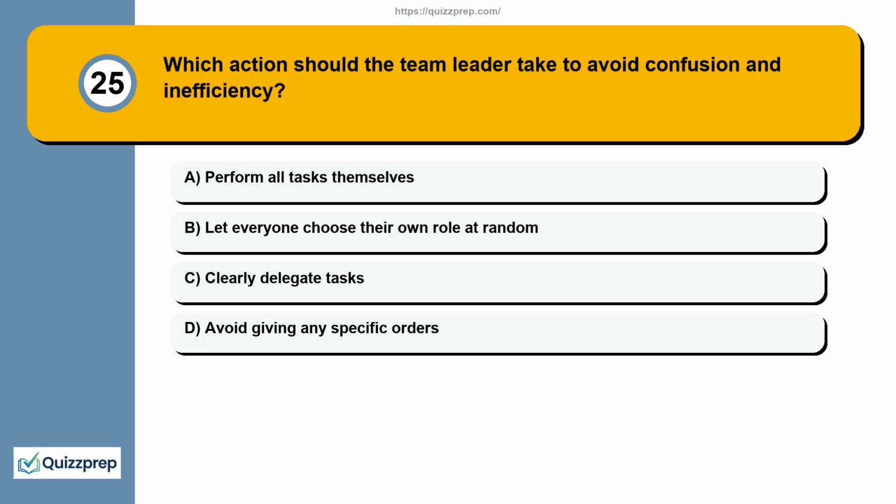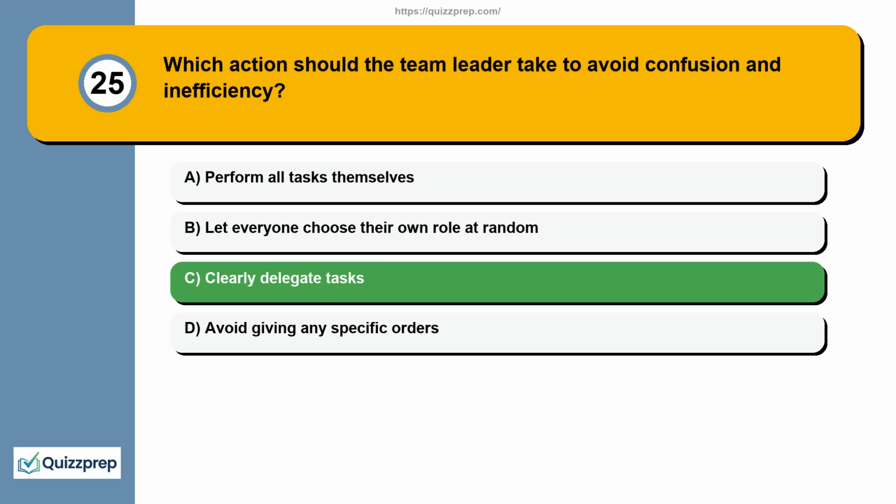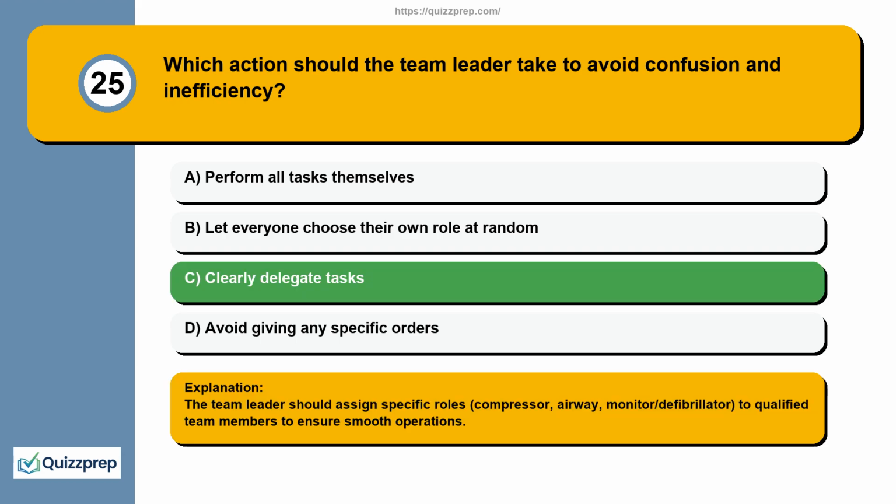Question 25. Which action should the team leader take to avoid confusion and inefficiency? Perform all tasks themselves. Let everyone choose their own role at random. Clearly delegate tasks. Avoid giving any specific orders. The team leader should assign specific roles, compressor, airway, monitor/defibrillator, to qualified team members to ensure smooth operations.